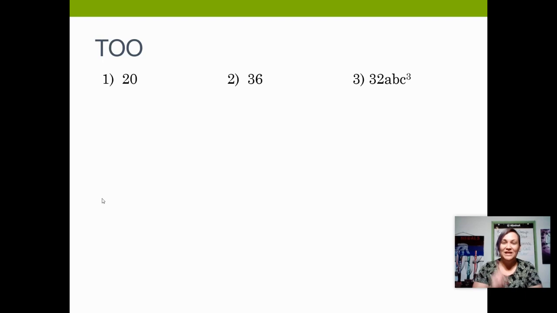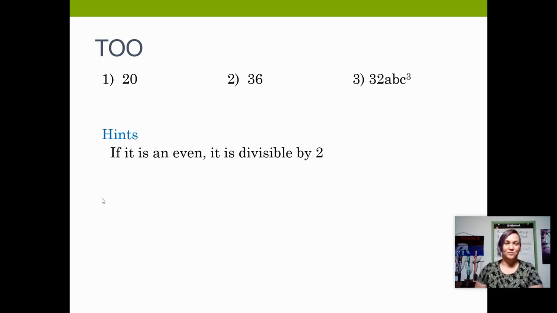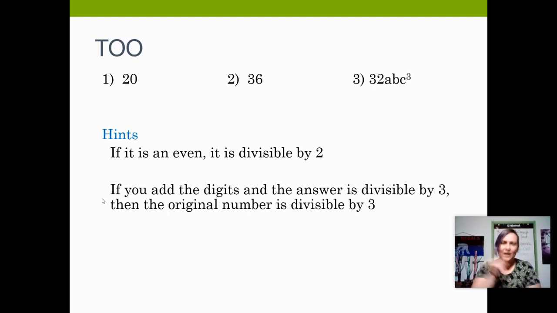If you're struggling, here are some helpful hints. If a number is even, you can always divide it by 2. And that's my go-to when I see an even number. If you add all the digits together and the answer to that adding problem is divisible by 3, then the original number is also divisible by 3. Let's take a look at these examples.